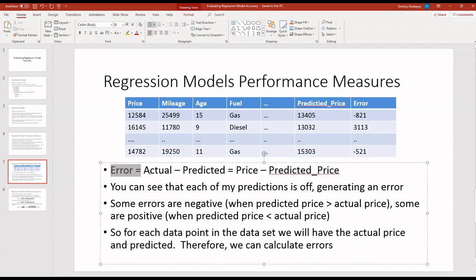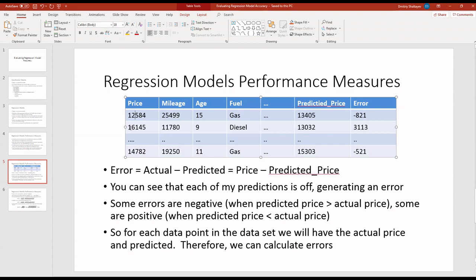So this is the standard way how errors are calculated. The actual price minus the predicted value. So in this case, actual price 12,584, the predicted is 13,405, and if I subtract the price minus the predicted, then I'm going to get an error. In this case, error is negative because price is lower than the predicted, so I over predicted.